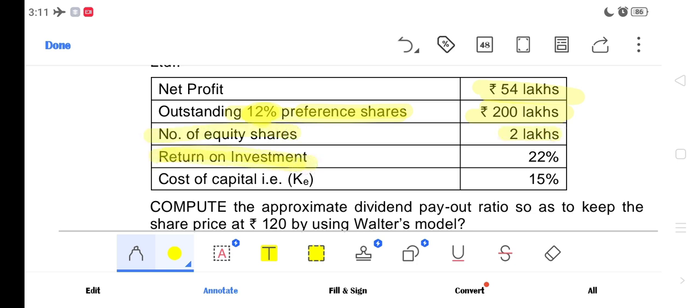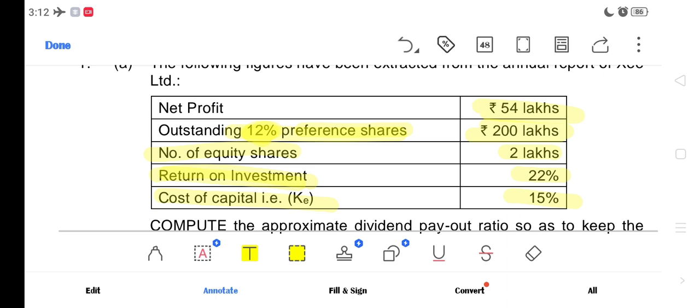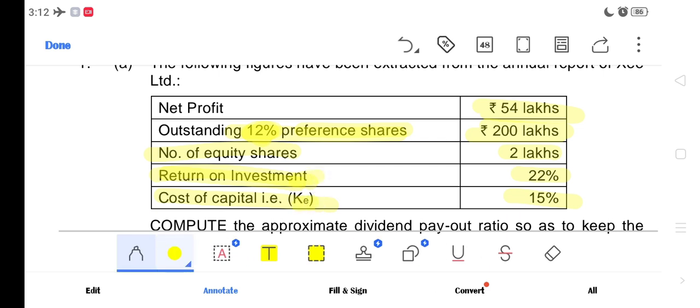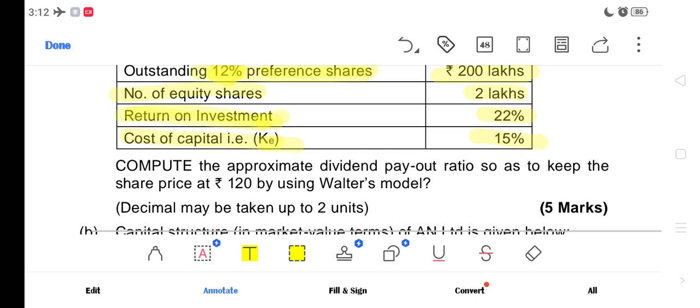Return on investment, which means R, is 22%, and the cost of capital they have given is 15%. No need to see the required part, guys. With the information given, you can tell what they are going to ask. You have R, you have K, that means KE. You'll get to know what they're asking if you know the formulas well. Formulas are really important, guys. You have to learn the formulas by heart, so you'll get more clarity and perform well in the exams.